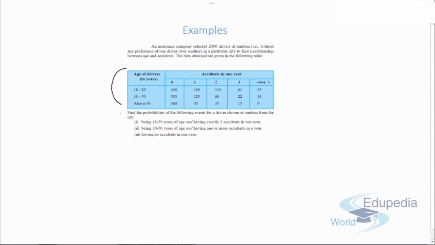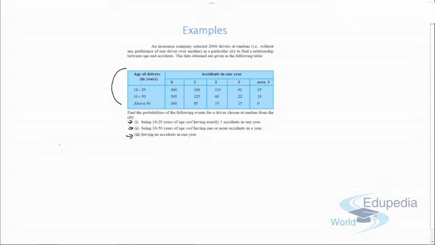Now we need to find the probabilities of the following events for a driver chosen at random from the city. The first part says being 18 to 29 years of age and having exactly 3 accidents in a year. The second part says being 30 to 50 years of age and having 1 or more accidents in a year. And the last part says having no accidents in 1 year. So let's see how we can solve this type of question.